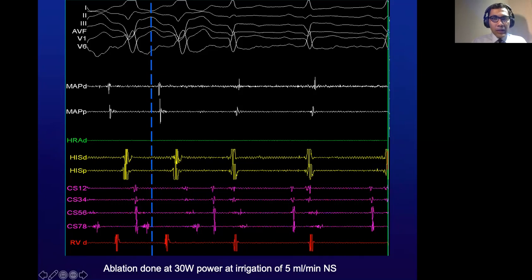Absence of this signal led to termination of the tachycardia, and the local activation of the signal is actually late in sinus rhythm. Ablation was done at a 30-watt power at an irrigation of 5 ml per minute using normal saline. This signal is actually present in the time between the CS 7-8 late signals and the previous signals which were located just before the QRS and in the presystolic location, suggesting that this was the missing piece of the jigsaw as seen from before.